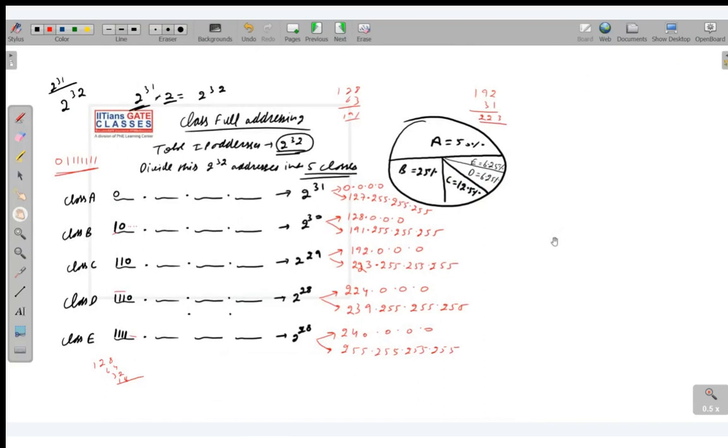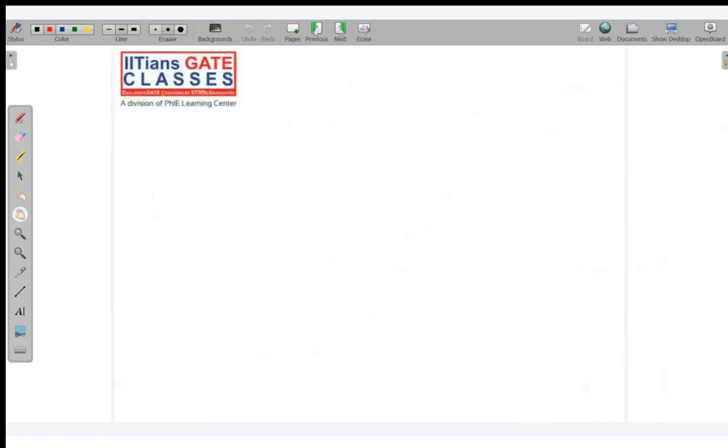So you can take the snapshot. I will jump to the next slide. Done, sir. So next we are going to start a beautiful concept, that is net ID and host ID.